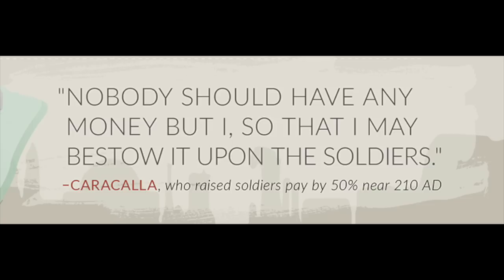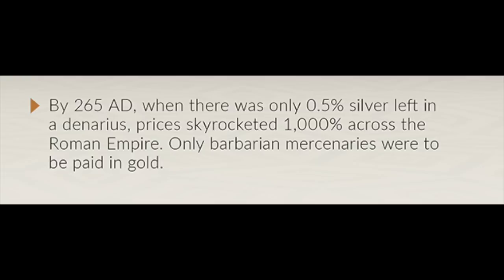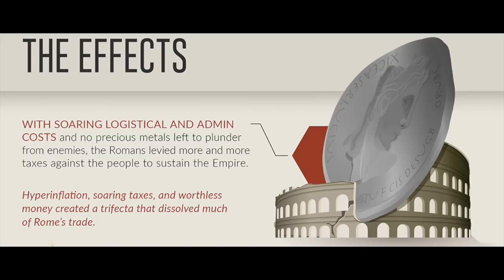Here's a quote from Caracalla, who raised soldiers' pay by 50% in 210 AD. He said, "Nobody should have any money but I, so that I may bestow it upon the soldiers." By 265 AD, when there was only 0.5% silver left in a denarius, prices skyrocketed 1,000% across the Roman Empire. Only barbarian mercenaries were to be paid in gold. The effects: with soaring logistical and administrative costs, and no precious metals left to plunder from enemies, the Romans levied more and more taxes against the people to sustain the empire.